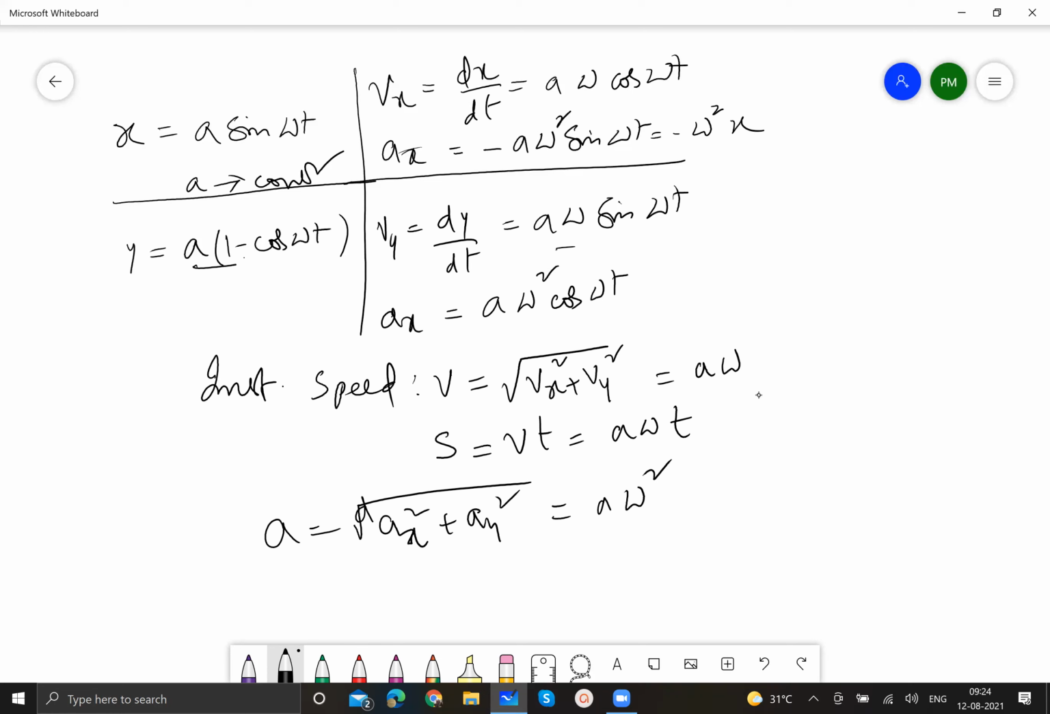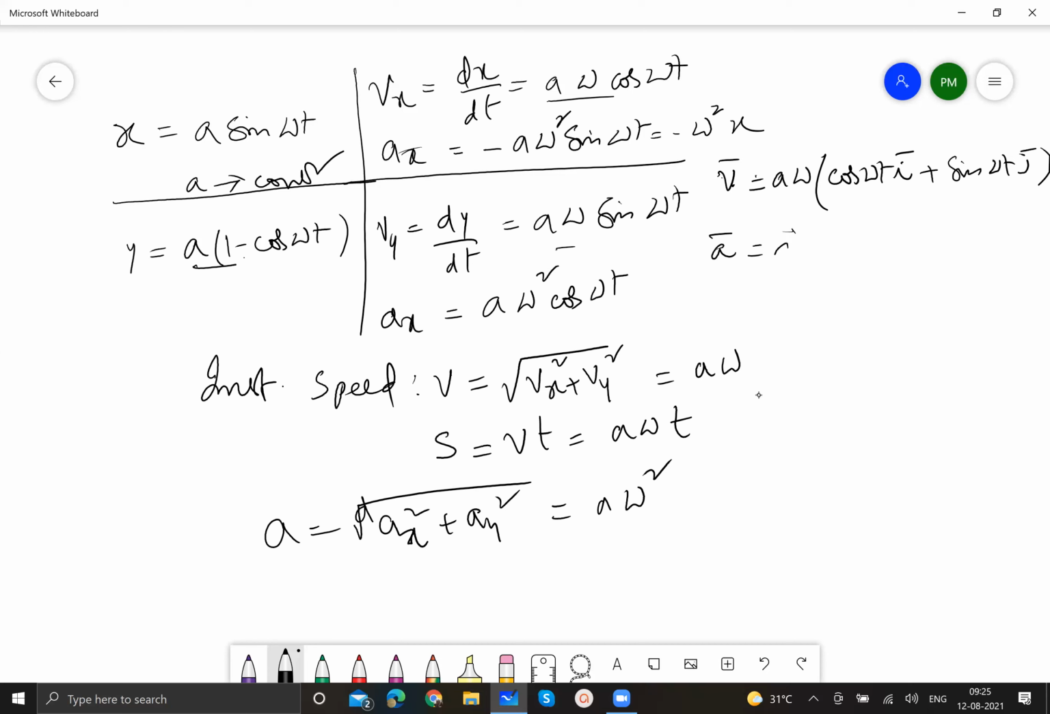Then V bar is Vx i plus Vy j. Correct? I think we wrote it the other way. Vx will be a omega cos omega t. So V bar is, taking a omega common, cos omega t i plus sin omega t j.